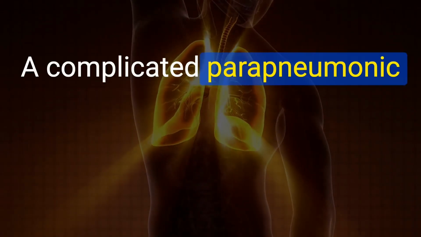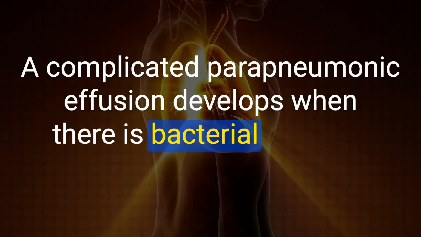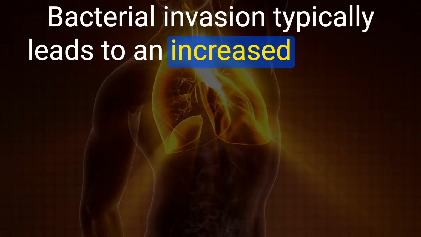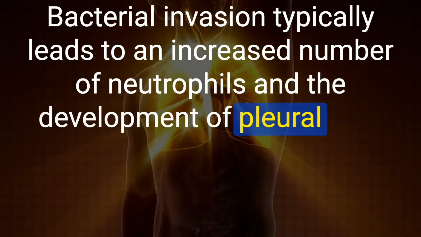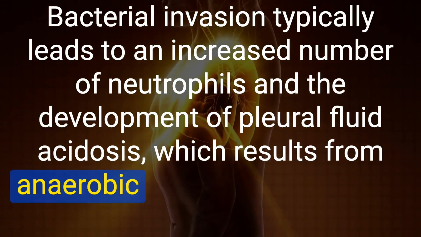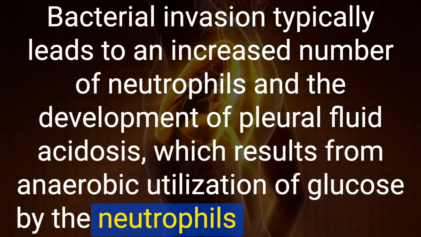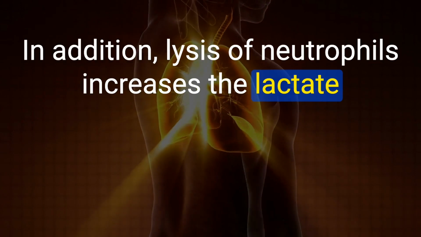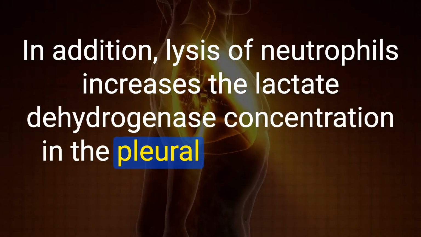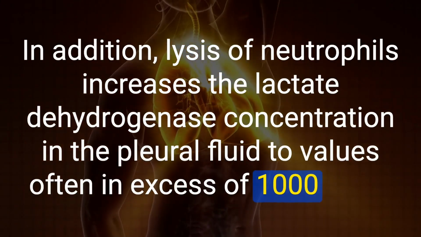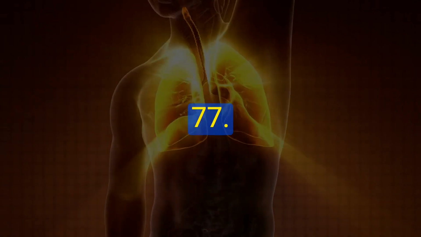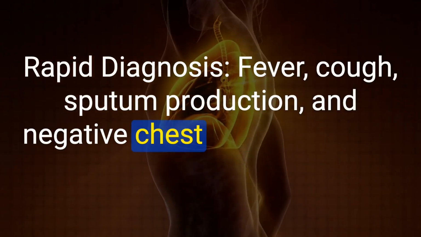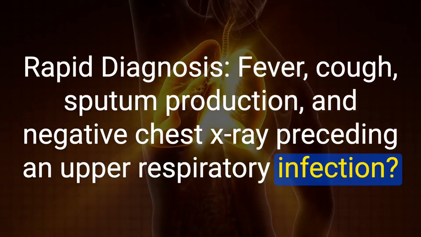A complicated parapneumonic effusion develops when there is bacterial invasion of the pleural space. Bacterial invasion typically leads to an increased number of neutrophils and the development of pleural fluid acidosis, which results from anaerobic utilization of glucose by the neutrophils and bacteria. In addition, lysis of neutrophils increases the lactate dehydrogenase concentration in the pleural fluid to values often in excess of 1000 IU/L. 77. Rapid diagnosis: fever, cough, sputum production, and negative chest X-ray preceding an upper respiratory infection.